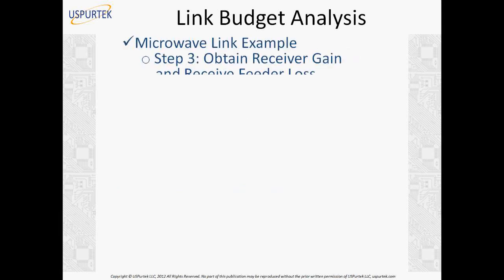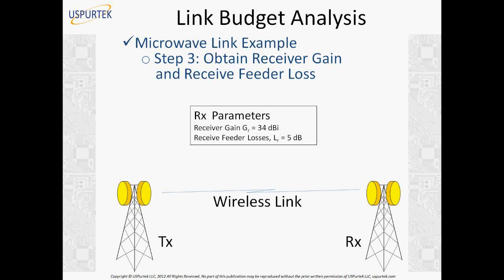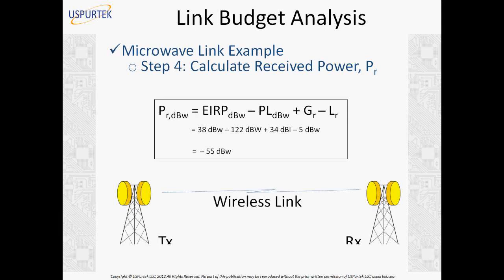Next we obtain the receiver gain and receiver feeder loss. The receiver gain you can read from the receiver specification. The gain is 34 dBi, and the feeder loss is typically 5 dB. Then we calculate the received power. We subtract the path loss, add the gain of the receiver and subtract the loss on the receiver side, and arrive at minus 55 dBW. This is the received power level at the receiving antenna.